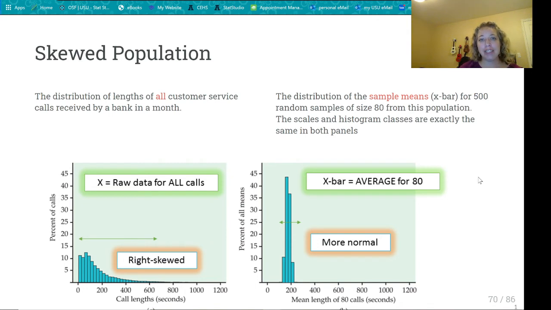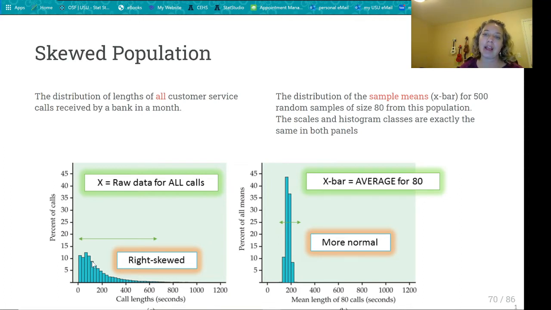Now, if our population, like they were saying, dragon wings, is not normally distributed, the central limit theorem, it's not quite a lot, but it's pretty darn strong, still applies. So here I have the population, as if we could get it all, of all customer calls to a bank in a single month. And the raw data, the x values, the length of those calls in seconds, is definitely not normal. It's right skewed.